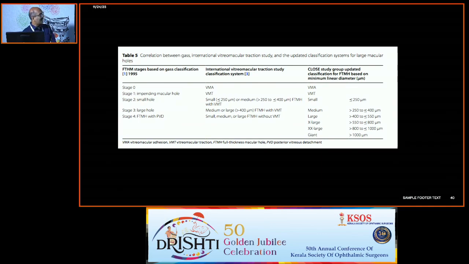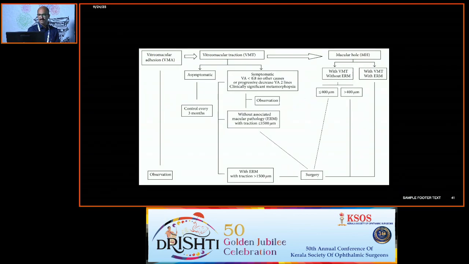Everybody knows this is the GASS classification, this is the International Vitreomacular Traction Study group classification, and this is the CLOSE study group classification. I would like to highlight this point once again. For the smaller holes we used to do macular hole surgeries, but recently the CLOSE group evaluated larger holes. So they divided holes again into large hole, extra large hole, double extra large hole, and a giant hole. So virtually now we operate on any macular hole.